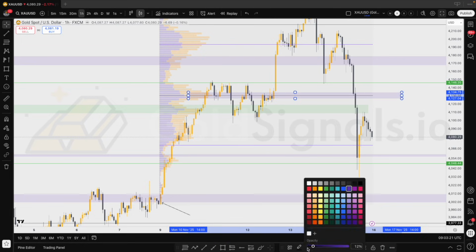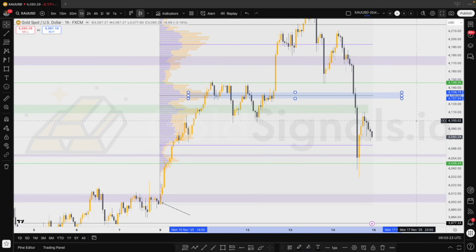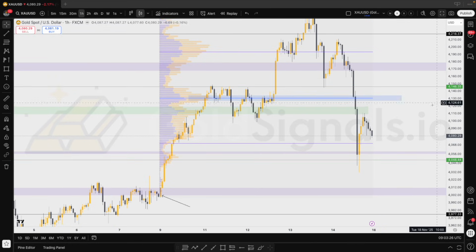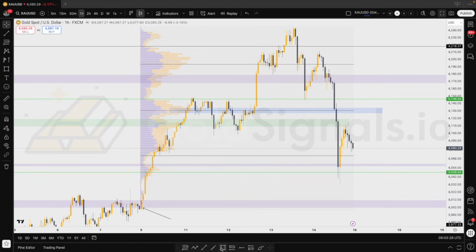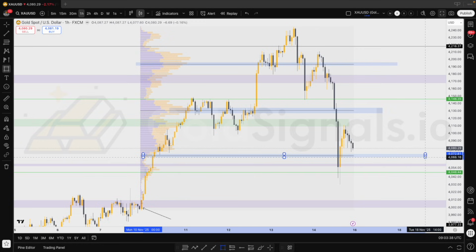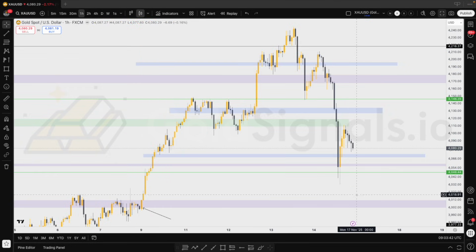I'm going to go ahead and mark that in a nice blue color so we know that that is the value, that is the point of interest. We then also have a value area high over here, and then we have our value area low, which is about here. So a few levels now that we can take into account going into next week, especially at the start of the week.